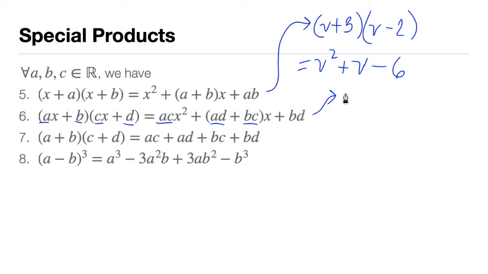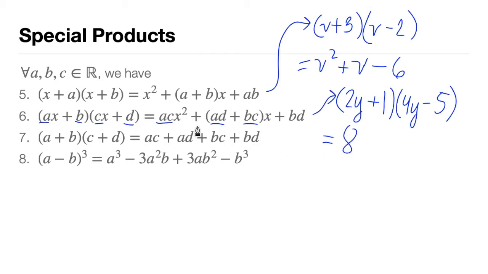Say we have, let's be contented with small numbers here, let's make use of another variable, say 2y plus, that's constant, 1 times 4y minus 5. Okay, so what will happen here? We're going to follow the process. AC, so 2 times 4 is 8.